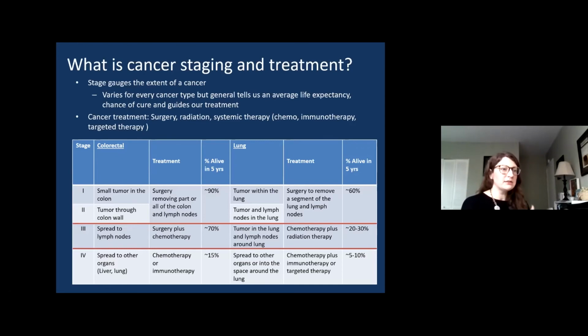For stage 1 and 2 cancers, we typically treat with surgery to remove the cancer. For colon cancer, this means a colectomy, which means taking out part or all of the colon and taking some of the lymph nodes around the colon. And this provides about a 90% cure rate, meaning that 90% of people will be alive in 5 years. So you can really see the advantage of catching a colon cancer early because your chance of cure is quite high.